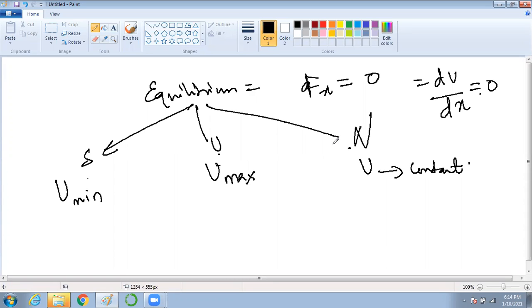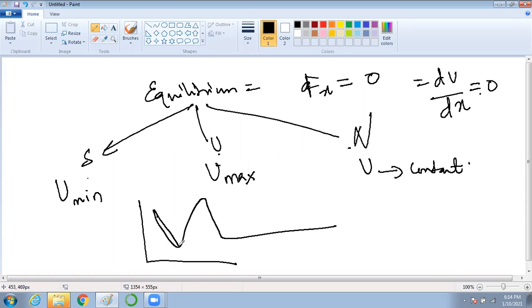If you have maximum potential energy, it will be an unstable equilibrium. And if I say constant, that means neutral. If I draw a graph, it will be like this. Now tell me, at this point, it is minimum or not? At this point, it is maximum or not? But what about this point? It is constant. So this point will be stable, this point will be unstable, and this point will be neutral.